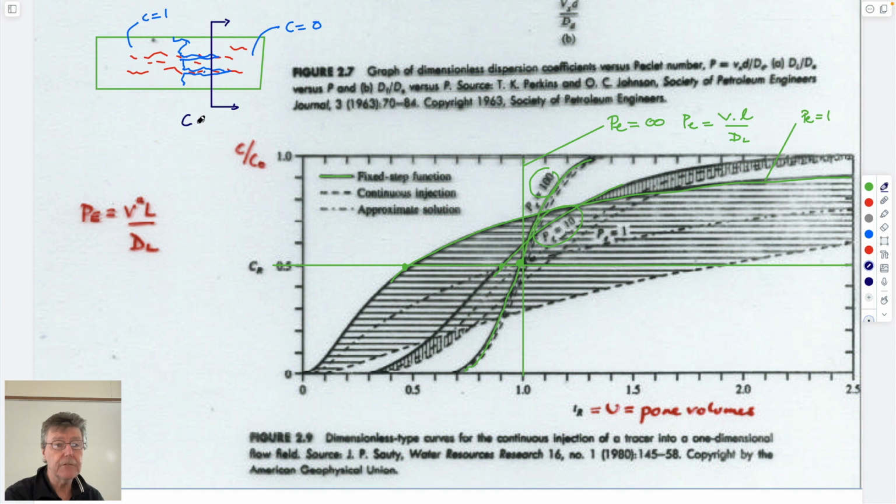So maybe the effective concentration might be 0.2. 1 in here, 1 in here, and 0 in all the other parts. So in other words, at this location here, the plug flow front hasn't arrived, but already it's sensing that it has a concentration that's greater than 0. That's exactly what this response is here.